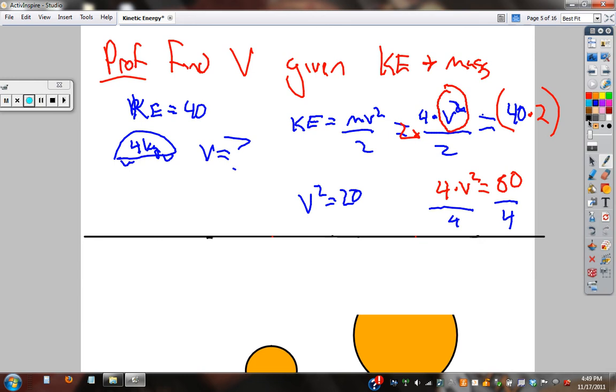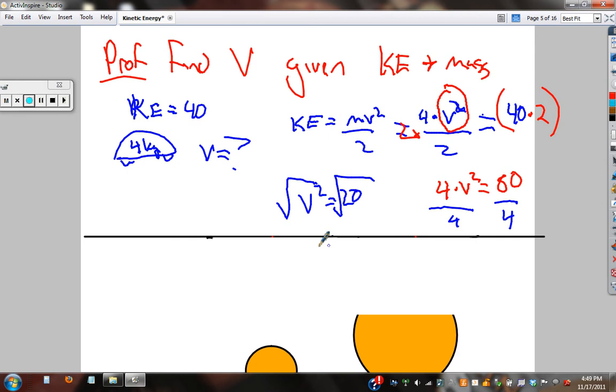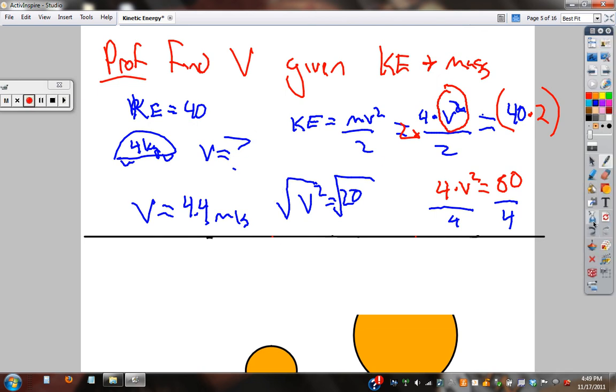And the last thing we need to do, we're not done, a lot of people stop here, is square root them both. So now it's just V by itself. I think it's like 4.4 something meters per second. So you follow through these steps. Copy down these steps if you didn't. Remember, you can pause at any time because this is a video. You can't pause me in class, but you can pause me on the internet.